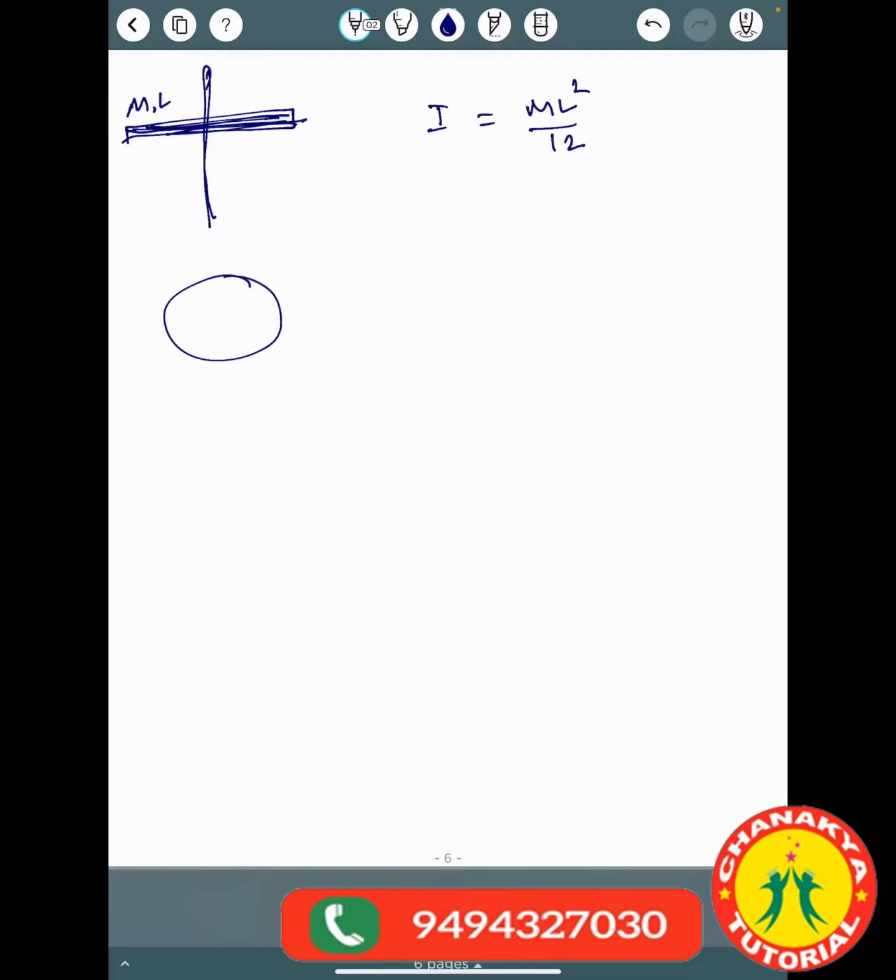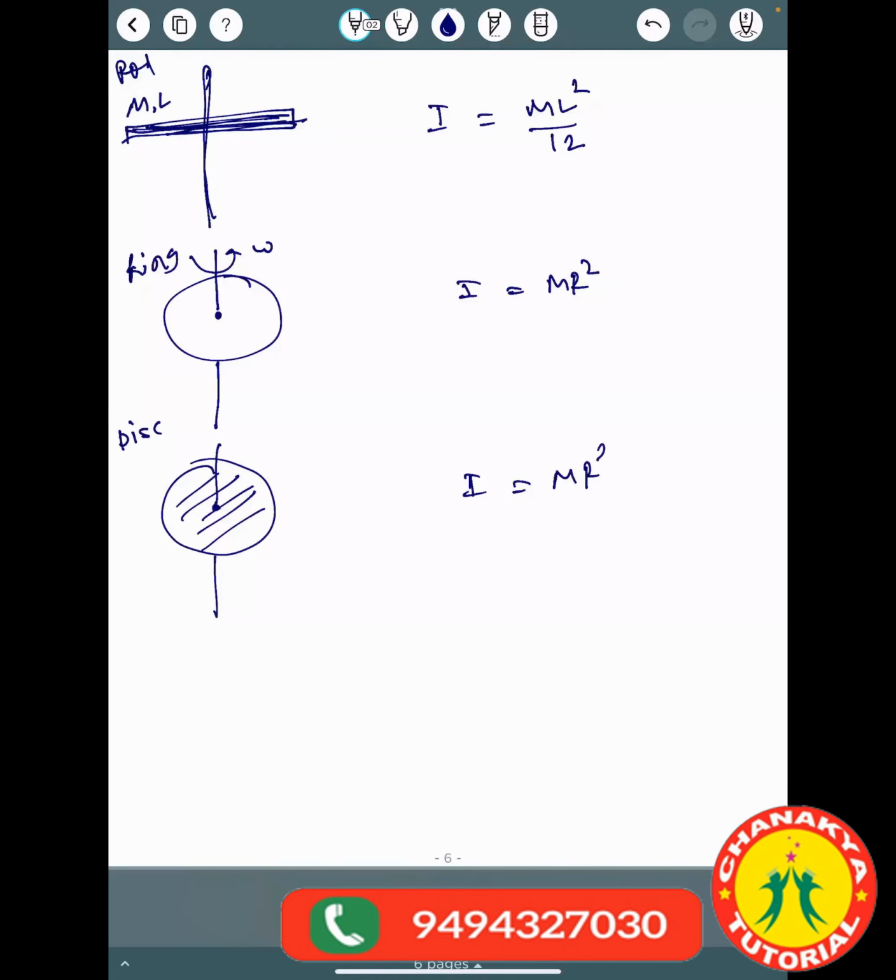Then we have a ring about its center, axis passing through its center, rotating with omega. The moment of inertia will be mr square about center. This was ring, this is rod, and this is disc. Disc means solid. About its center, I is equal to mr square by 2, where r is its radius.